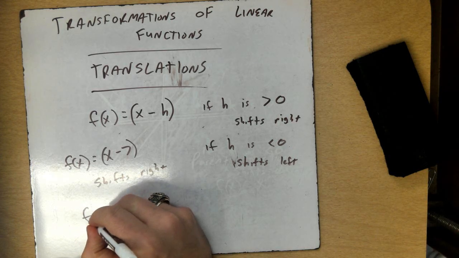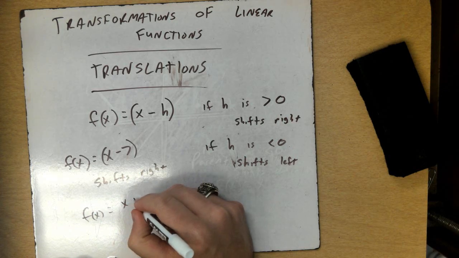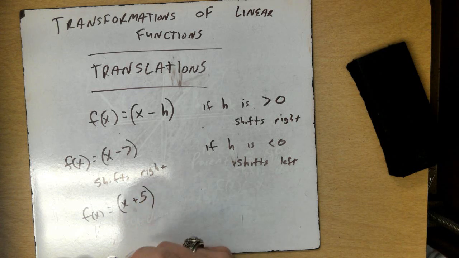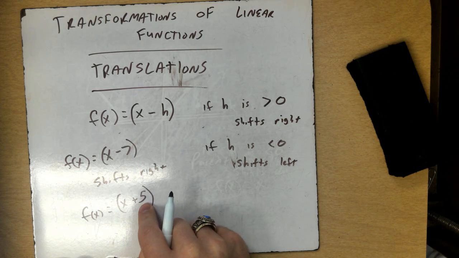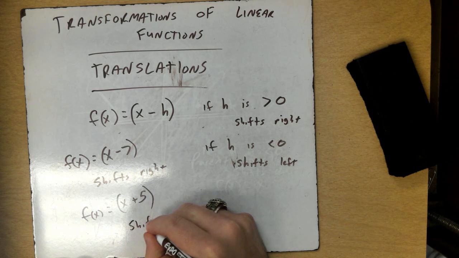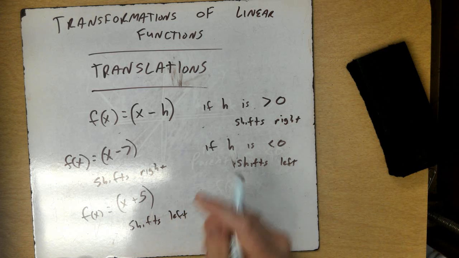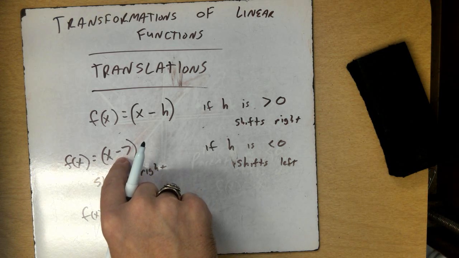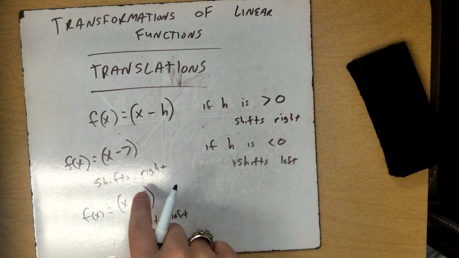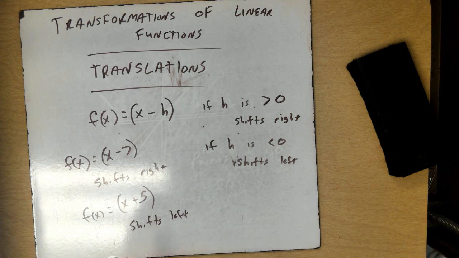Now if I have this, x plus 5, right? Now, this negative has turned into a positive, which means this h is negative, which means this shifts left. So, I know that's kind of confusing, all right? But think of it this way, right? If it's a minus 7 in the middle, right, it goes right. If it's a plus in the middle, it goes left. So minus to the right, plus to the left, okay? That's only what we're talking about in parentheses, okay?